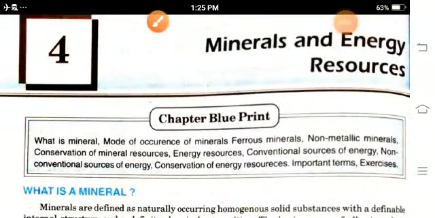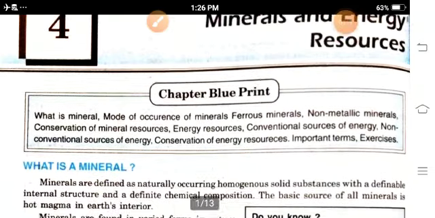Good morning, students. Today we are going to study chapter 4 in geography, minerals and energy resources. What do you know about minerals?